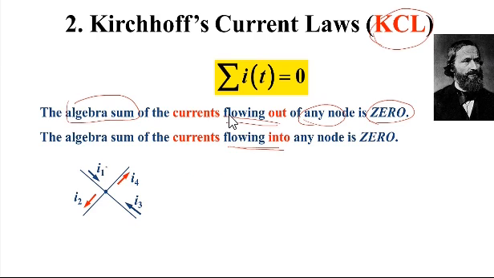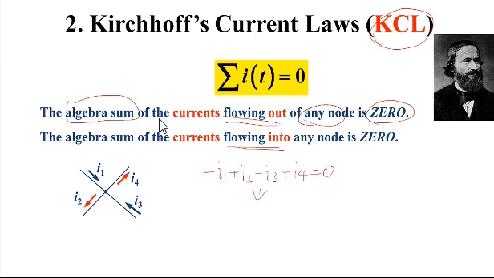Well, for this node, if we write the equation using the algebraic sum of the outflow currents, how will we get the equation? I1 is flowing in, so the outflow current is minus I1. I2 is outflow, that means plus I2. I3 flows in, that means minus I3. I4 is outflow, that is plus I4. The sum equals 0. That is Kirchhoff's current law for this node.